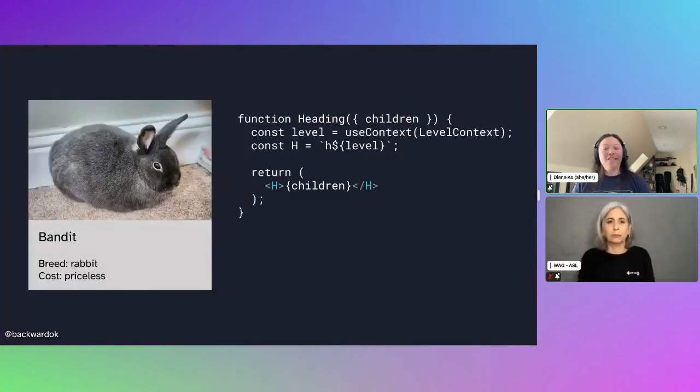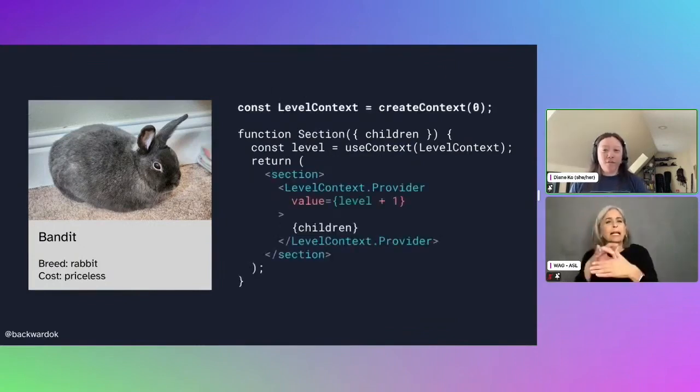All right, so let's go back to solving our difficulty. With headings, we want some kind of way to create page hierarchy, and it would be great to be able to dynamically increase the heading level when we nest further. So let's create our context by creating a new variable called level context and set it to the value of calling create context with 0 as the initial level value.